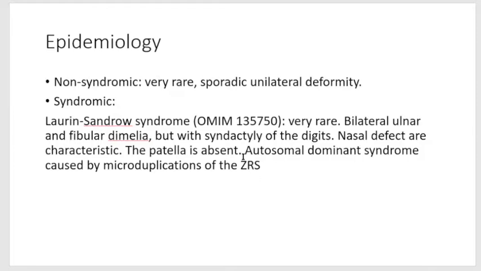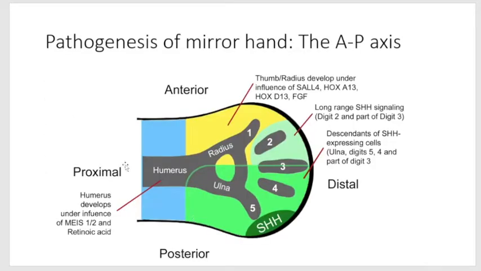Now, this is not ZPA. ZPA is zone of polarizing activity. We'll talk about embryology now. I'll tell you about what is ZRS. Now, what is the pathogenesis? Pathogenesis, I'm very much interested in pathogenesis of congenital hand anomalies. And with Scott, we wrote a couple of review articles in Hand Surgery regarding this.